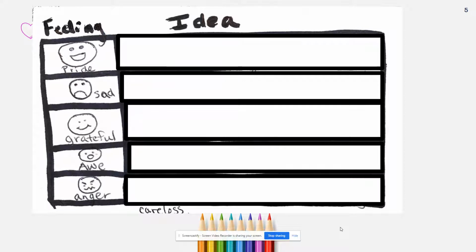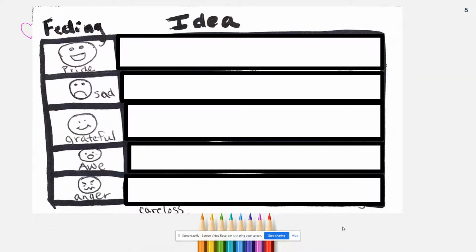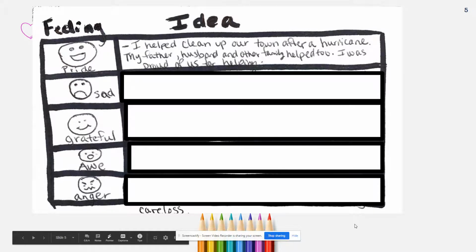I was so proud that we helped out the community in that way and felt accomplished in the task. I was glad we were able to help so many people. So I have this moment in my life as a sense of pride in relation to the earth and the environment and my community. I'm going to write it down in my chart.